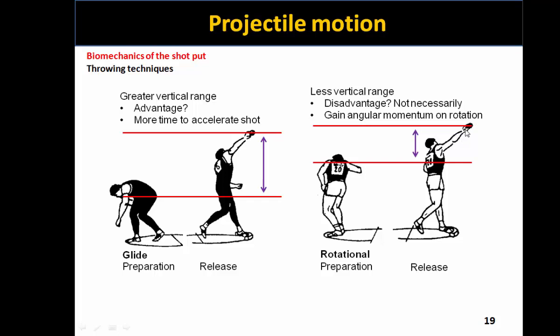And so the limiting factor, or rather the determining factor, of whether an athlete will select to use the glide technique versus the rotational technique becomes dependent on the agility of the individual athlete and their ability to spin quickly. If the athlete is going to rely more on pure strength and power to generate that velocity, they may select the glide technique. A more agile athlete with greater flexibility may opt to use the rotational technique and use their whole body to generate that angular momentum. So this ends this part of our projectile motion lecture.